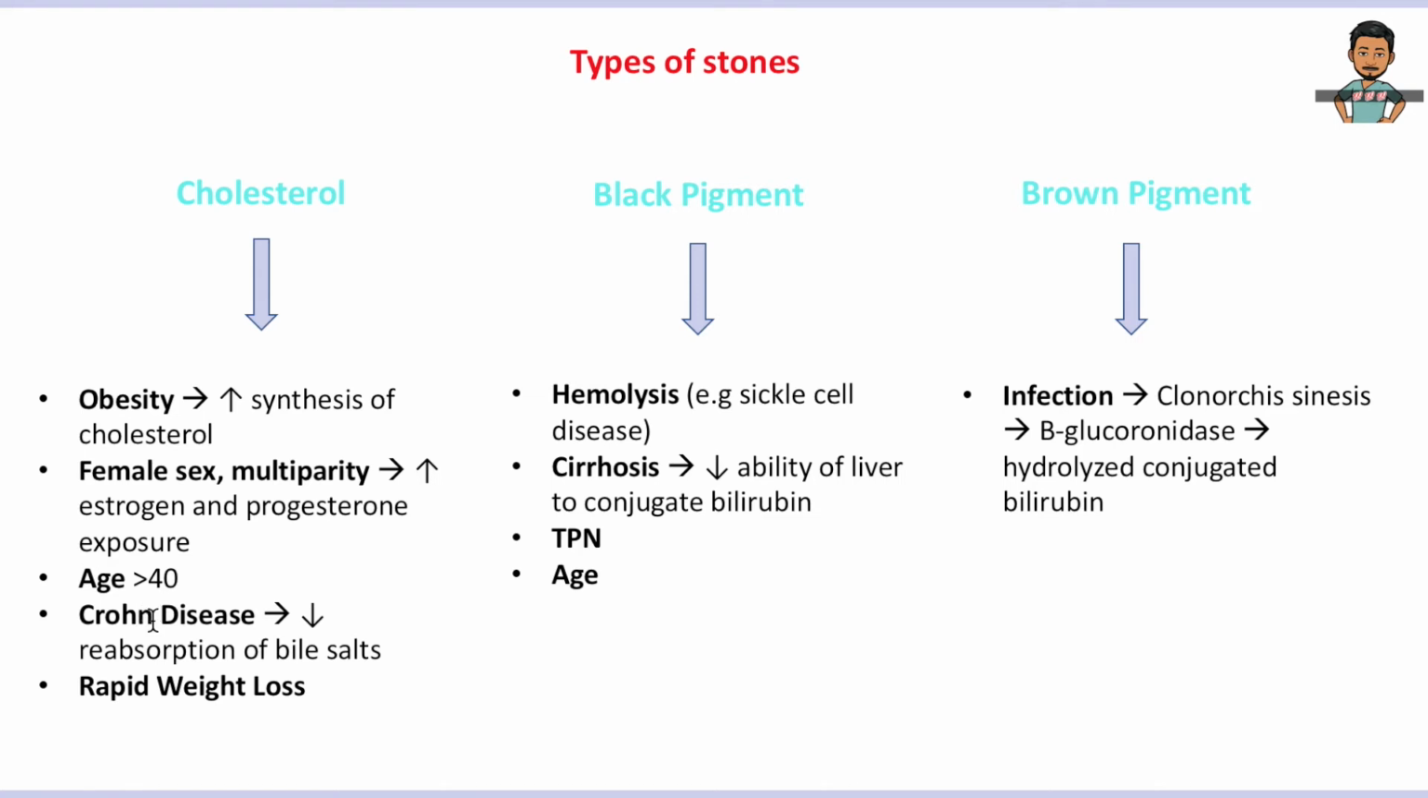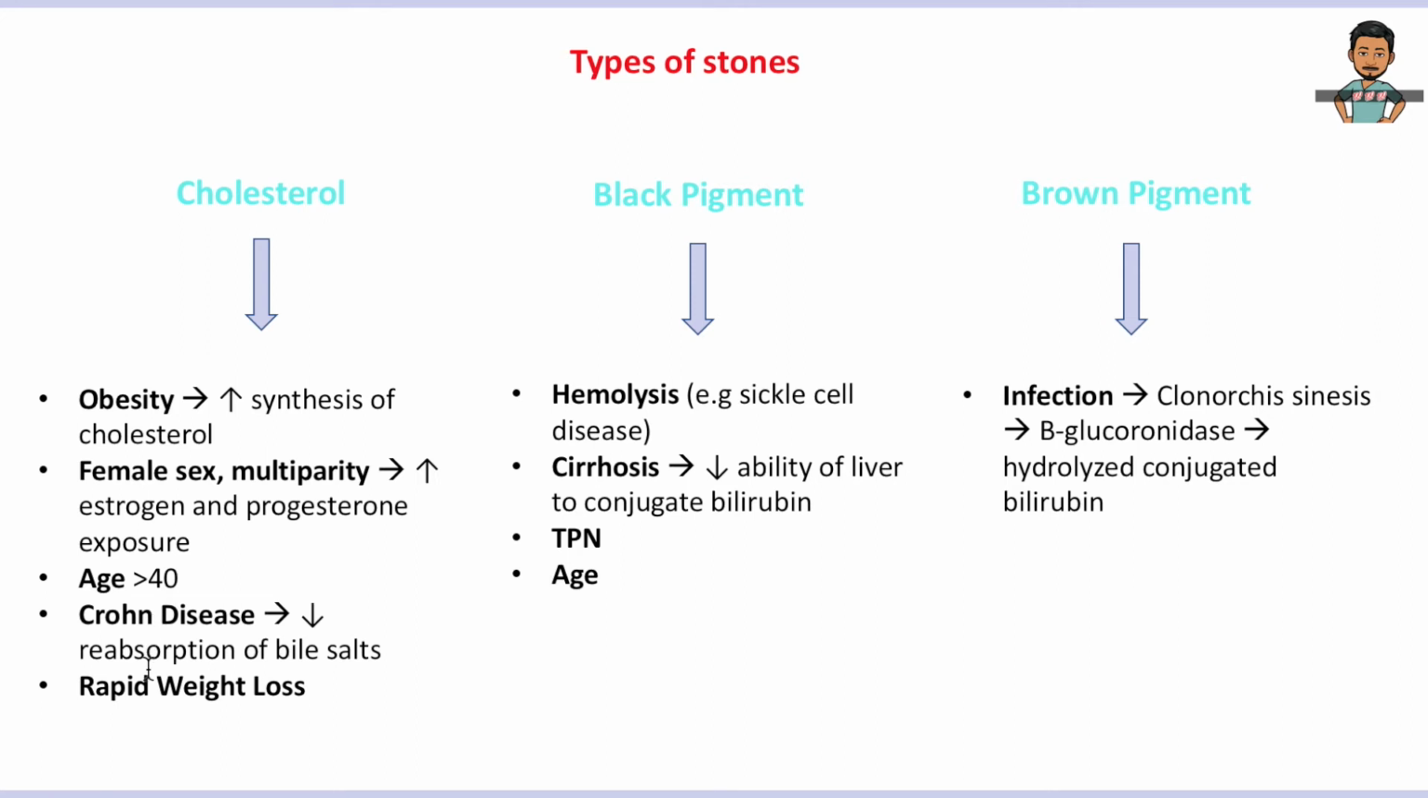Crohn's disease, it affects the small intestine, like the distal ileum. The distal ileum is involved in reabsorption of bile salts. So if we can't absorb bile salts, their concentration decreases in the bile, and the cholesterol concentration increases in comparison, which causes the gallstone formation.